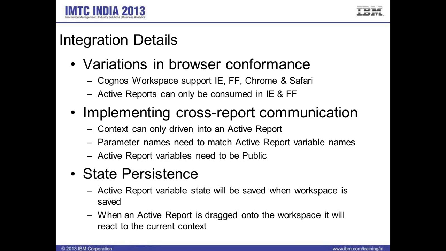Then, as I mentioned, we can implement cross-report communication. We can pass the context from a particular report widget in Cognos Workspace to the active report. The only requirement is that the parameter name we pass from the workspace to the active report should match, so that the active report identifies it as the external parameter coming from the workspace. As well, the active report variables need to be public so that they can listen to the events happening in the workspace.